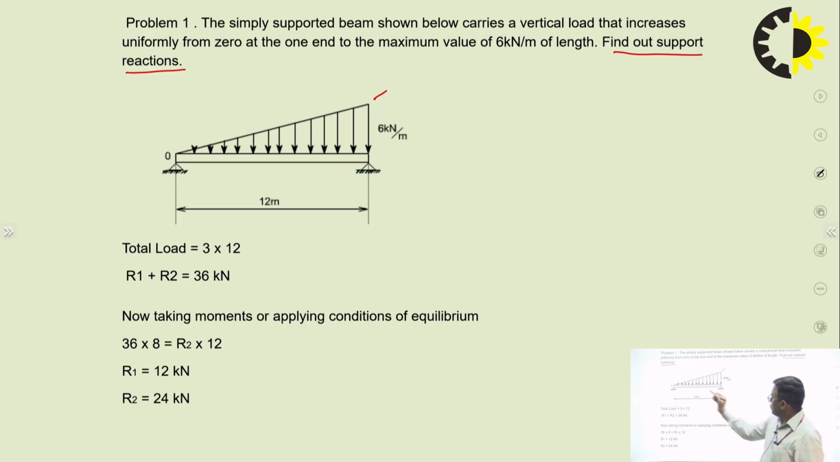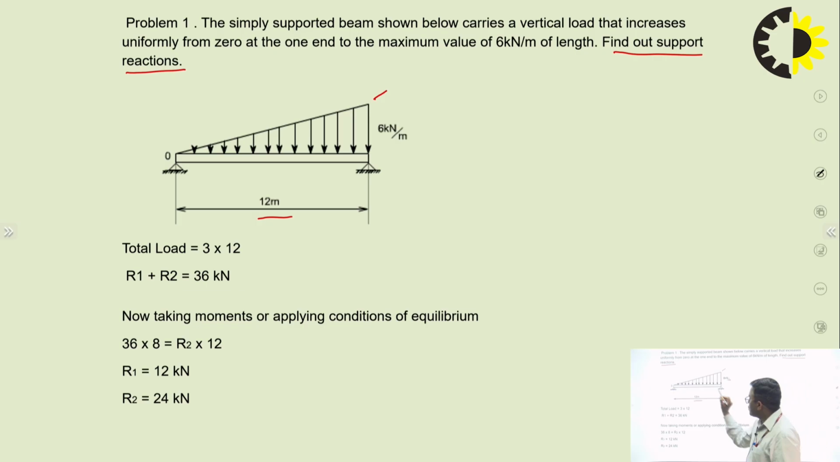Now, if you observe which type of beam it is, it is basically a simply supported beam in which a load of uniformly varying nature, as already told, is starting from 0 kilonewton per meter to 6 kilonewton per meter over a length of 12 meter. Okay, very simple question, but it can be a part of the exam.